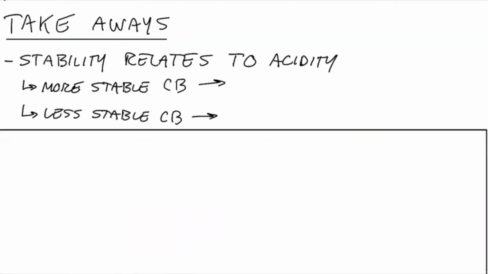Now we have to kind of step back and think about everything that we've talked about. So we've learned what the four factors are and how they can help us decide between two different things which one is more stable. And that's basically what you're going to be doing in the acid-base chemistry unit. You're going to be comparing two things and deciding which one is more stable. So this amount of stability relates to how acidic something is.